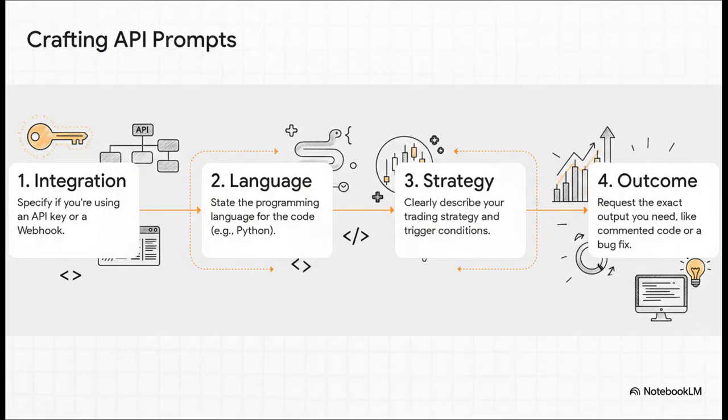The trick to getting great results from it, you have to be super specific. Just follow these steps. Tell it how you're connecting, tell it what programming language you want, and then describe your strategy in detail. Don't just say, make a trading bot. Say something like, using Python, write me a script that places a $100 buy limit order for Bitcoin whenever the price drops 3% below the 24-hour average. The clearer your instructions, the better the code you'll get back.